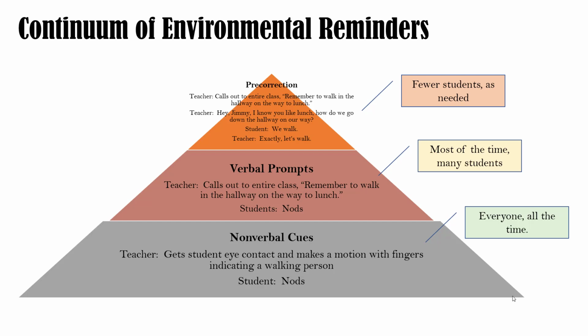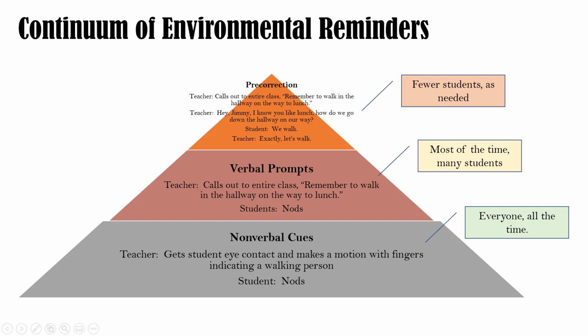And so, here is your continuum of environmental reminders. At the very bottom, we've got our nonverbal cues. You can use them with everyone, all the time, and here are some more examples. The student gets eye contact. The teacher gets the student's eye contact and makes a motion with fingers indicating walking, and the student nods. Or the teacher points to the rules, maybe the rule of raising your hand before you want to talk, and the student will then nod and raise their hand or something like that.